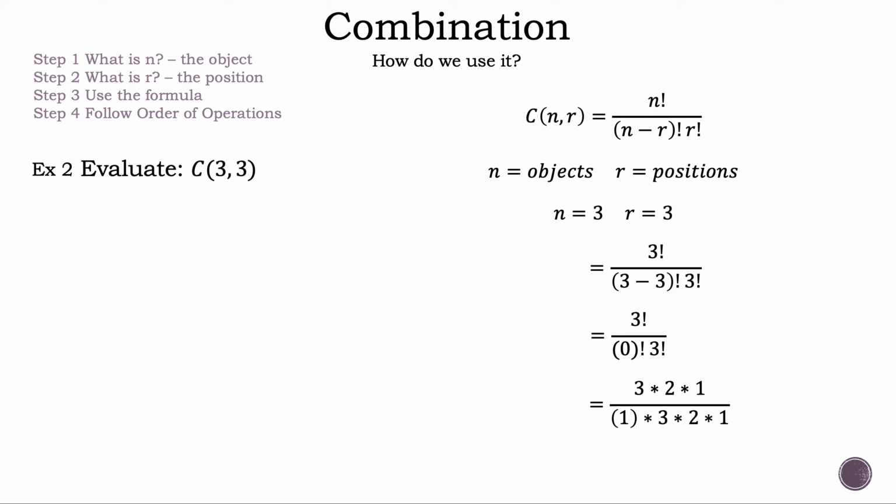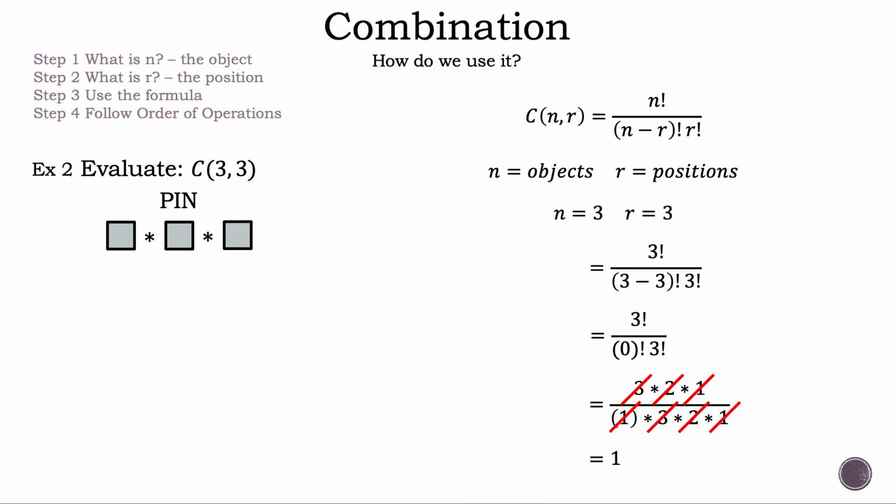Now, let's get rid of those factorials. So we have 3 times 2 times 1 all over 1 times 3 times 2 times 1. Remember, 0 factorial is 1. Let's simplify. All the 3's and 2's and 1's cancel, so we are left with 1. Now, let's bring back the pin example so we can do it another way.